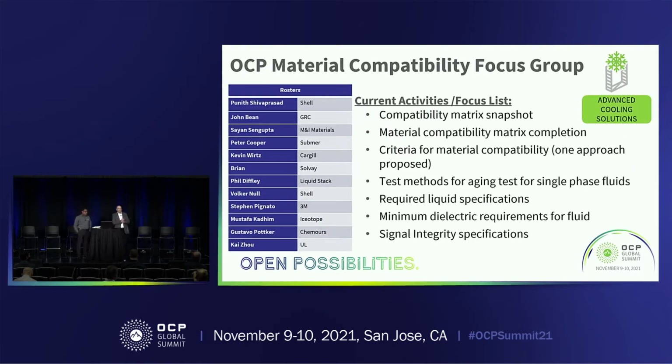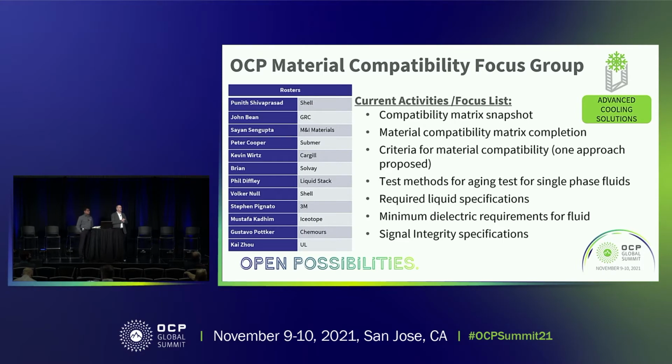I'm not going to spend a whole lot of time on this because I'll just be speaking redundantly to things that Puneeth and I will be covering. We have a flow here that we'll be talking briefly about: the compatibility matrix as a snapshot. We'll also talk about some of the criteria for the material compatibility, the one approach proposed that we're working on. How do you assess a yes, no, maybe kind of decision? Test methods for the aging test of single-phase fluids, required liquid specifications, the minimum dielectric requirements for a fluid. Certainly, we would expect any fluid going into this environment would have some minimum requirements to make sure that we cover the suitability for use.